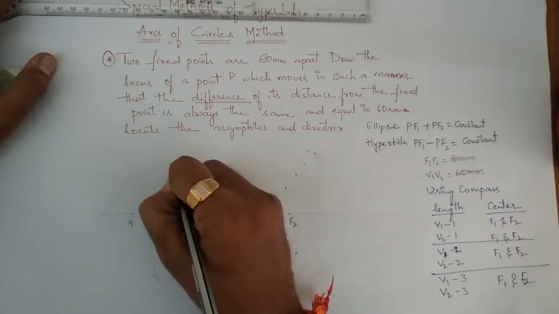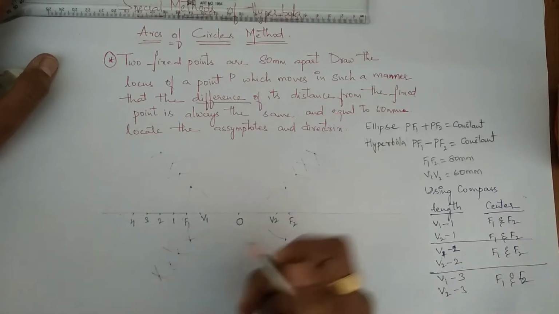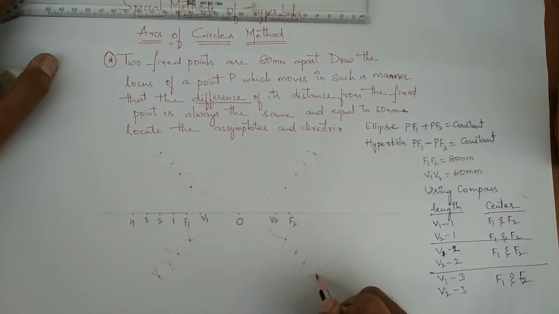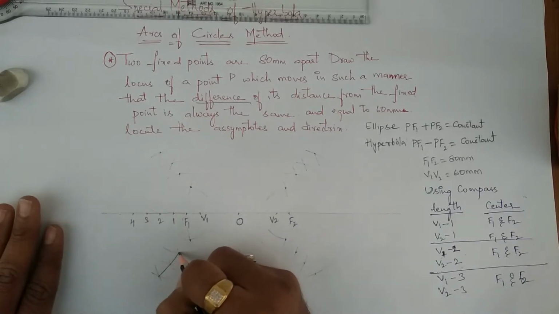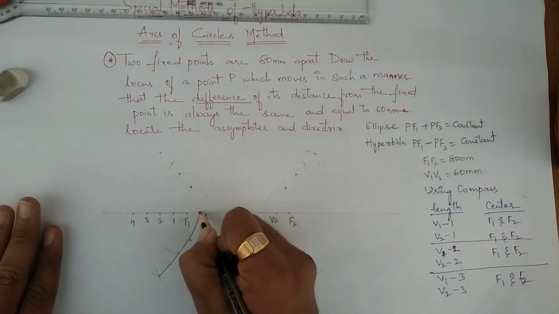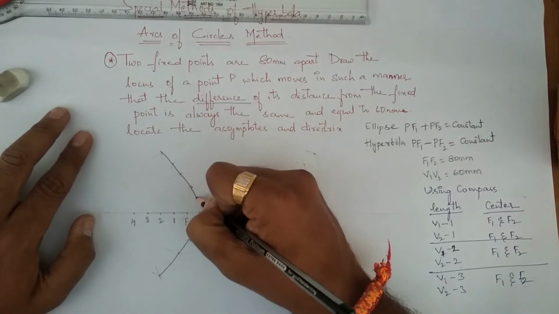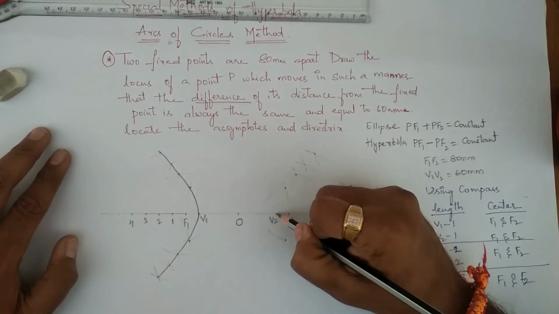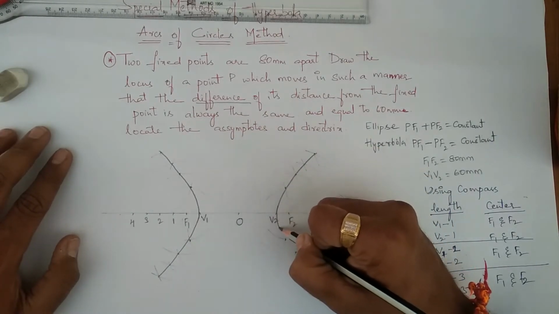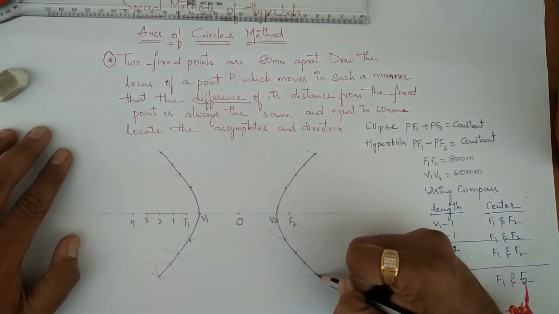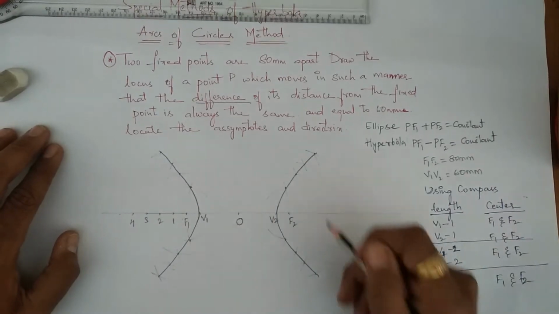After intersecting all the arcs, mark the corresponding points and join them with a smooth curve passing through the vertex point. So this is how you have got a hyperbola drawn.